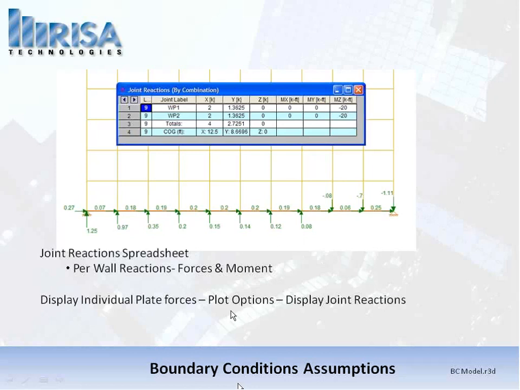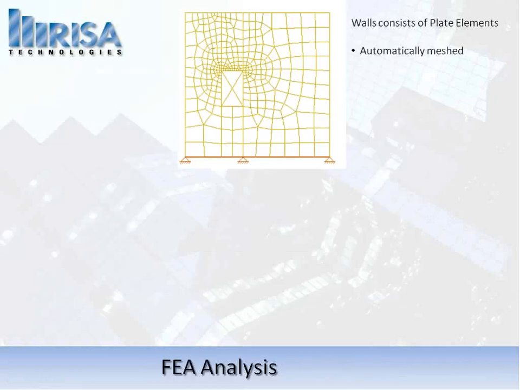Okay. So let's talk here. We understand a little bit more about that boundary condition and why we would want to do it that way. So now let's talk about this finite element analysis. I didn't really show it just now, but it's really important to note that what's behind all of these wall panels is really a plate model. It's automatically meshed. The plates are seen here.